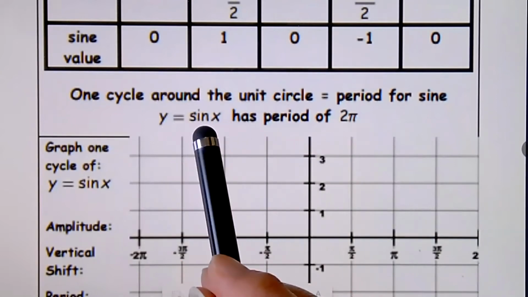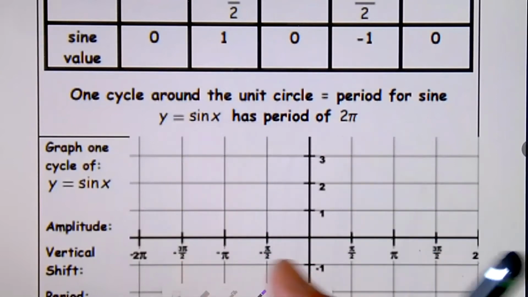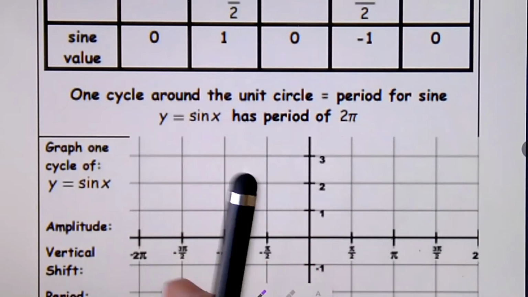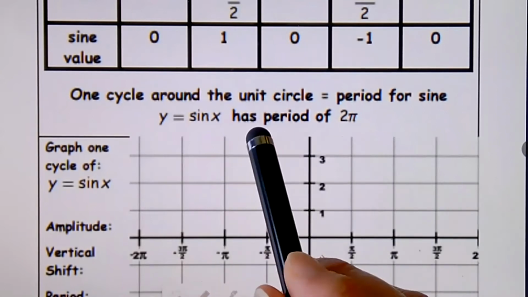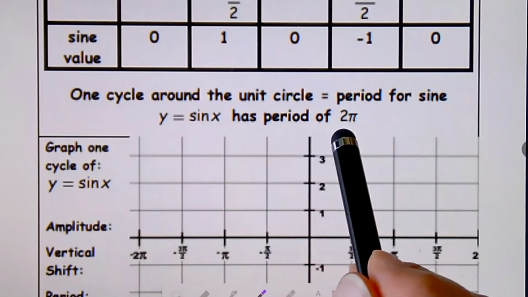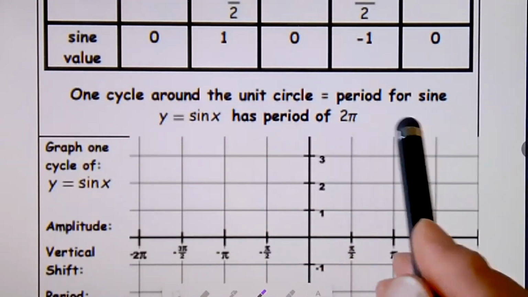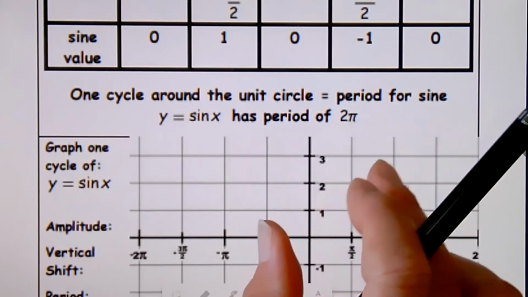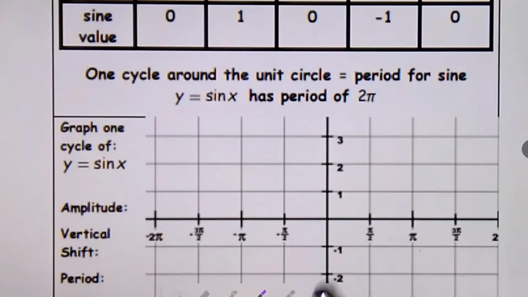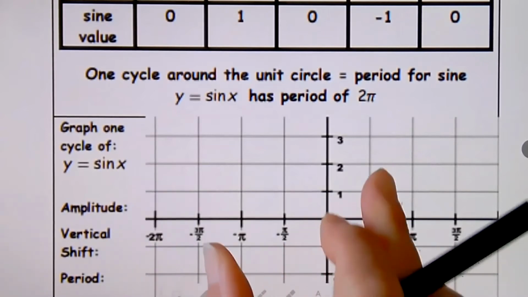So regular sine, nothing done to it, no adjustment, no translation or stretch, has period of 2 pi, okay? Same with our cosine, we're gonna see down the road, but today we're focusing on sine. Now, what we're going to be doing is graphing this, and I'm going to be talking about some of these, and then eventually I'm going to be defining these on the next page for us, okay?